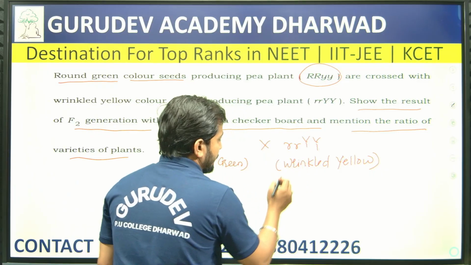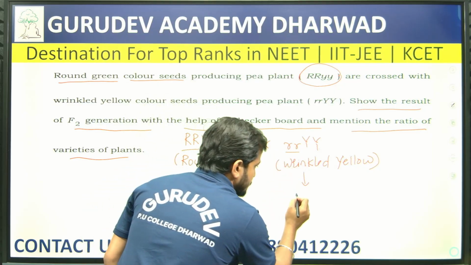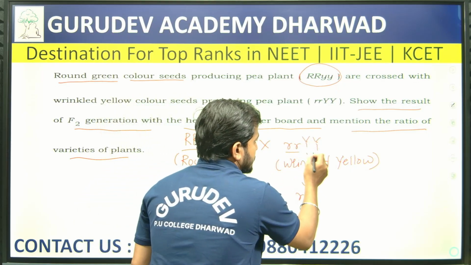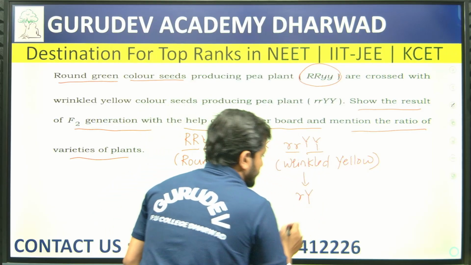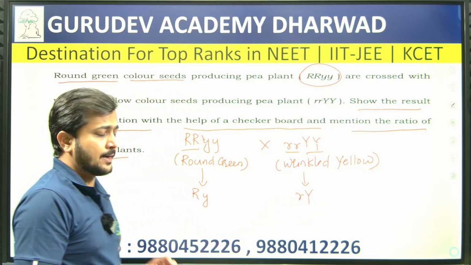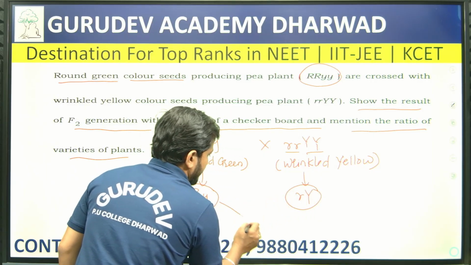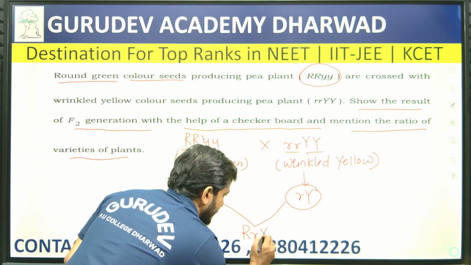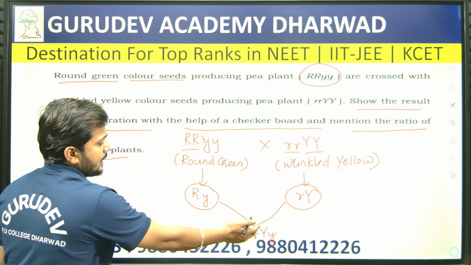Here wrinkled yellow: wrinkled is small r, which is homozygous. Then here yellow is also a condition, which is Y, and we find only one type of gamete, the homozygous condition. So when both of them mate, what am I going to get? Capital R, capital Y, small y, right? So capital R, small y, capital Y, small y.